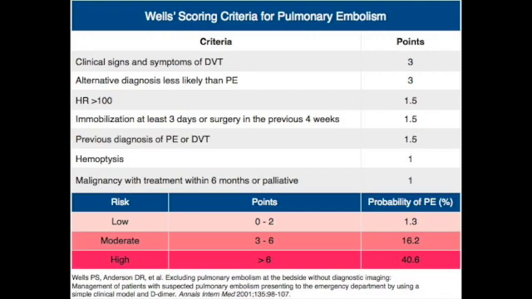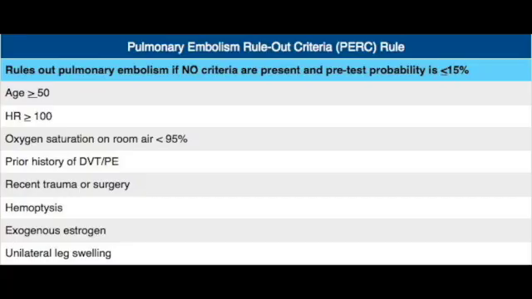And these criteria are an age under 50 years old, heart rate under 100, hemoglobin saturation of 95 or greater, O2 sat, no hemoptysis, no estrogen, no prior DVT or PE, no unilateral leg swelling, and no surgery or trauma requiring hospitalization in the prior 4 weeks. So that's the PERC criteria.